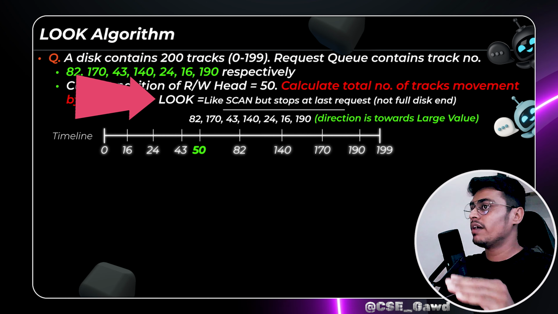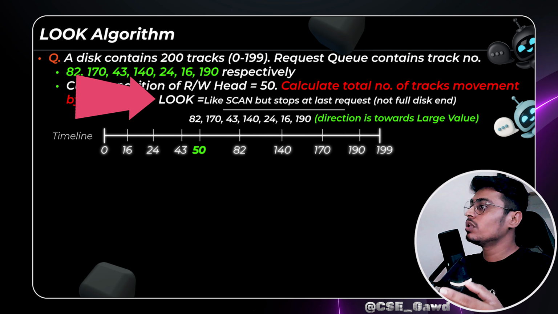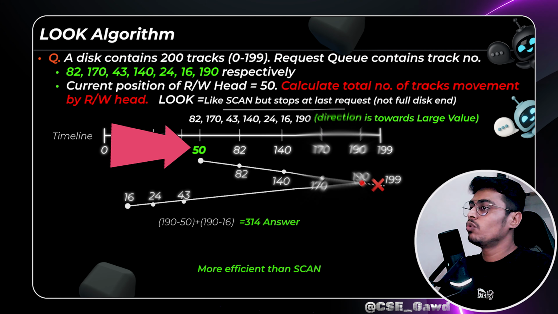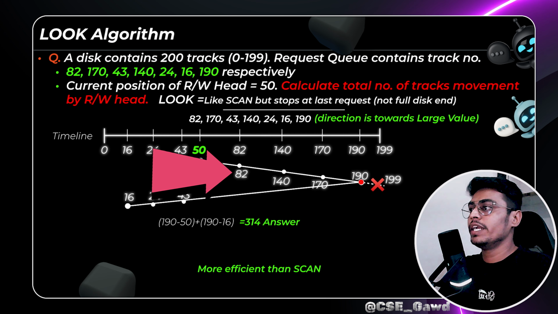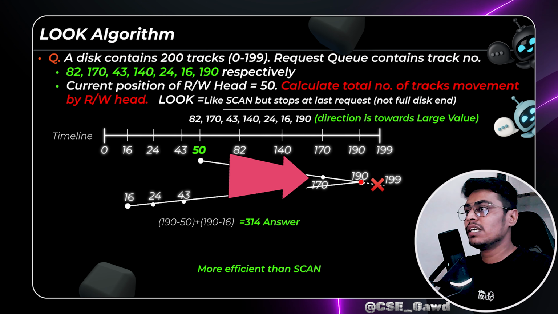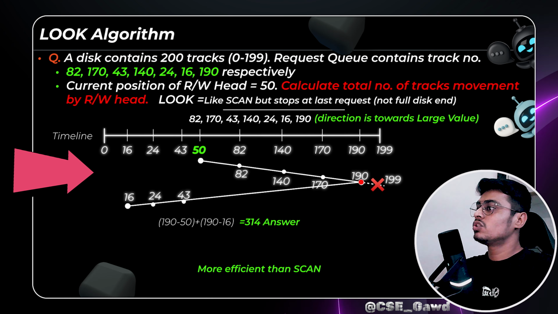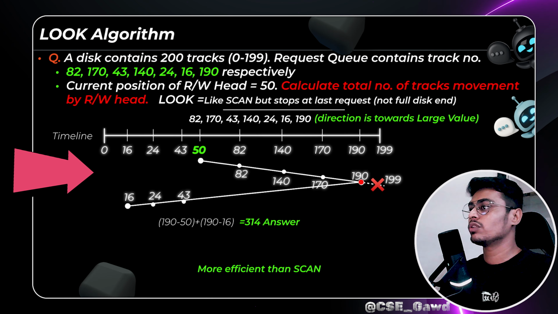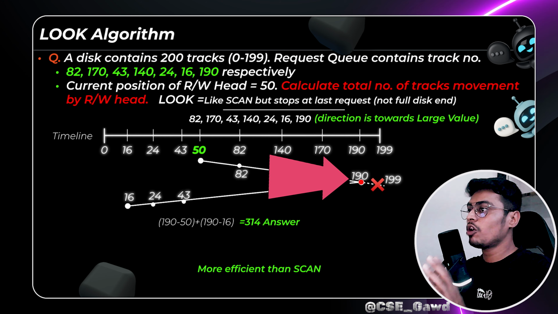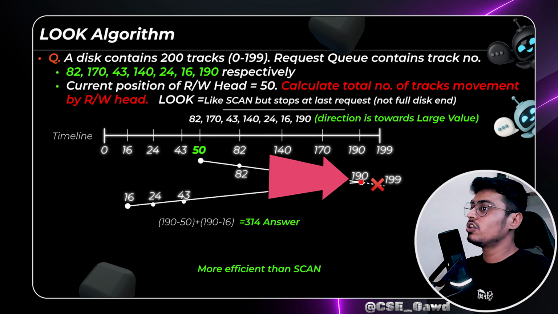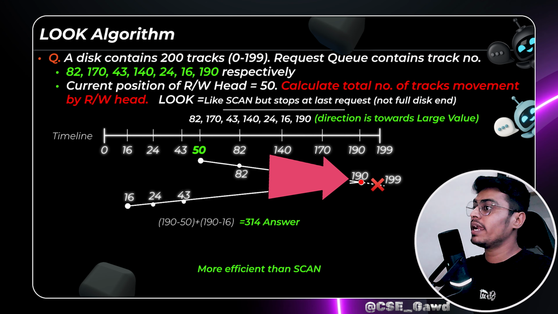Instead of going to the very end of the disk, it only goes to the last request in that direction. So we will first go from 50 to 82, then 140, then 170, then 190, then 43, then 24 and then 16. So this will be our sequence in the LOOK algorithm. Now notice one point here. We stopped at 190, the last request. Instead of going to 199, we have stopped at 190.